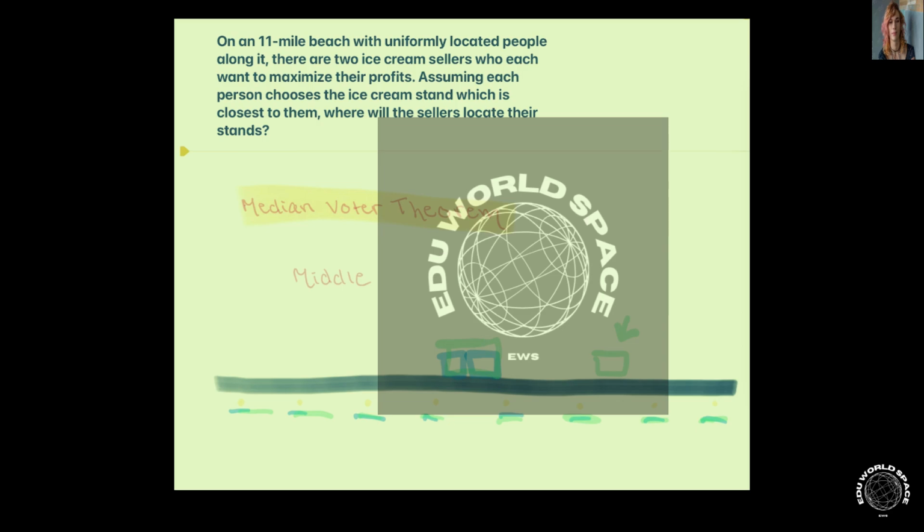So you can see that by placing their stand in the middle of the beach, in the median, if we want to call it that, they are going to get the greatest amount of customers, meaning they'll be able to maximize their profit. So this is telling us that these sellers should place their stands right in the middle of this beach.